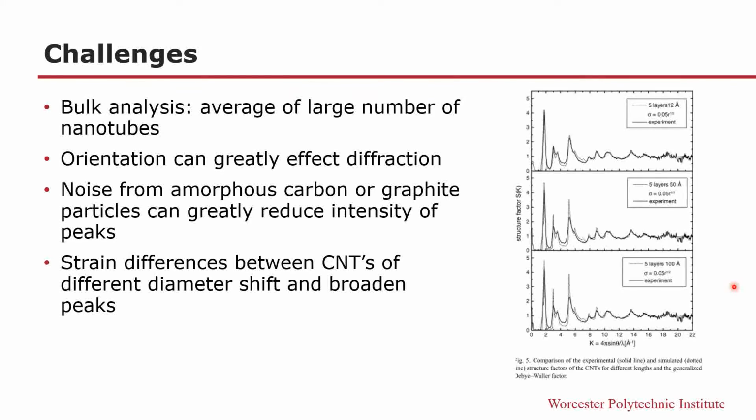Noise from amorphous carbon and graphite particles can greatly reduce the intensity of the peaks. This can be seen here in some of the peaks for the calculated versus the experimental. Strain differences between carbon nanotubes of different diameter will also shift and broaden peaks, making characterization of nanotubes with a broad diameter distribution difficult.